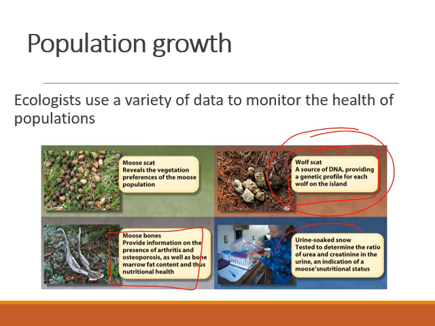They can also use urine-soaked snow, and they can determine the ratio of urea and creatinine in the urine, and that's an indication of a moose's nutritional status as well. So they can use both bones and the snow for that, and they can obviously get DNA from the bones as well, but scat is a pretty good source of DNA for both of these guys, really. So overall, scat, bones, urine-soaked snow, as well as DNA, all of these can be used to monitor the health of these wild animals.